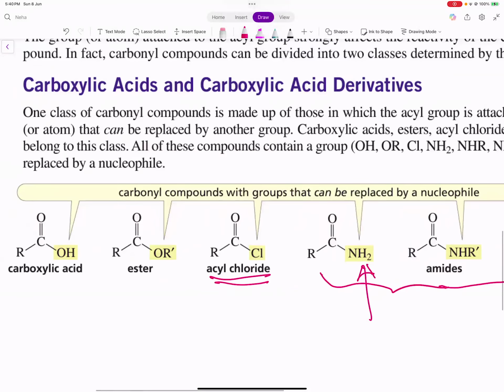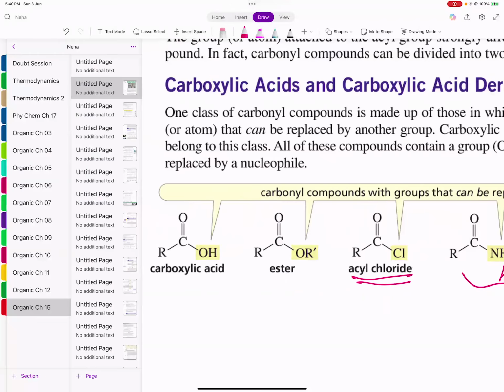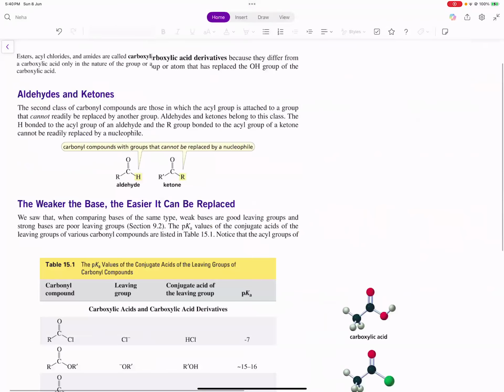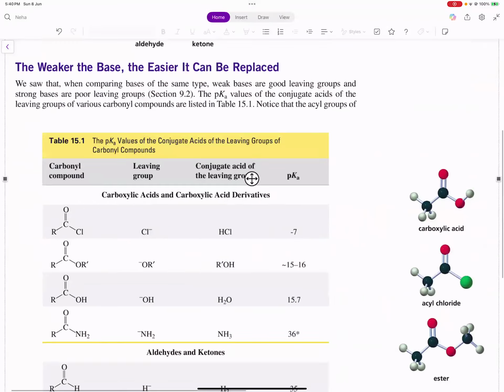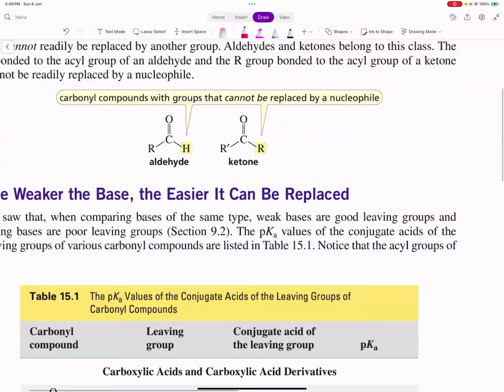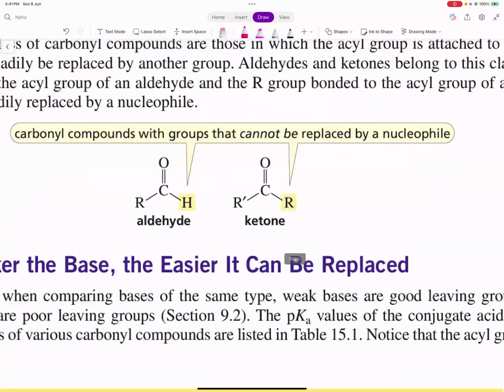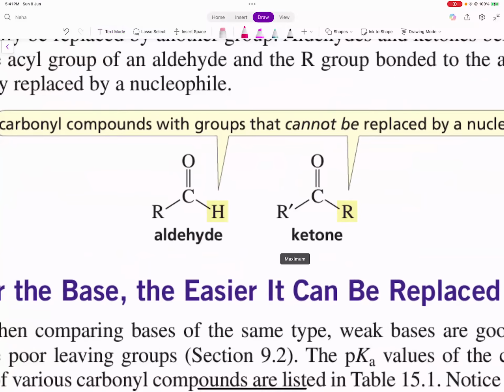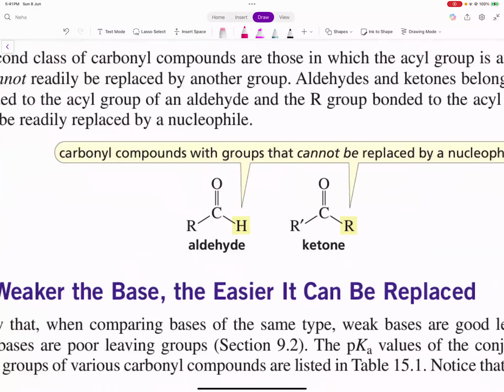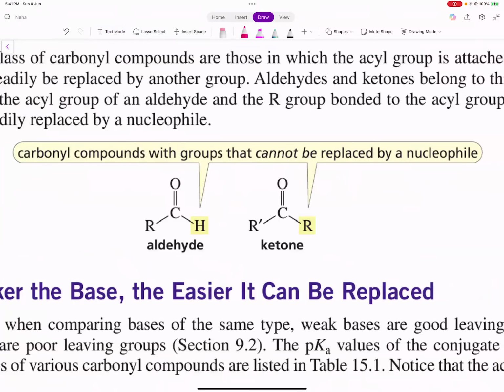Now, let us come to this. In the case of aldehydes and ketones, see, what is going to happen? First of all, these groups, these Z, they cannot be replaced by a nucleophile. Why? Because H minus and R minus are the strongest bases, right? We discussed this during the Grignard reagent, right?